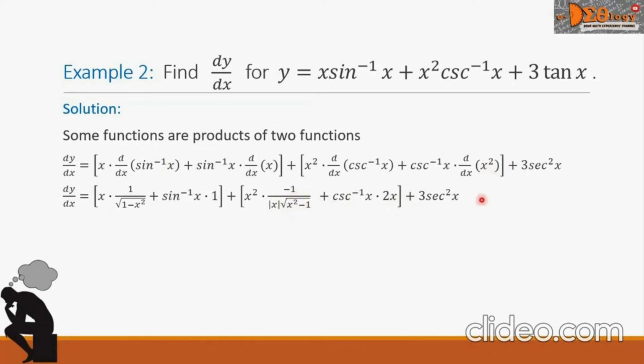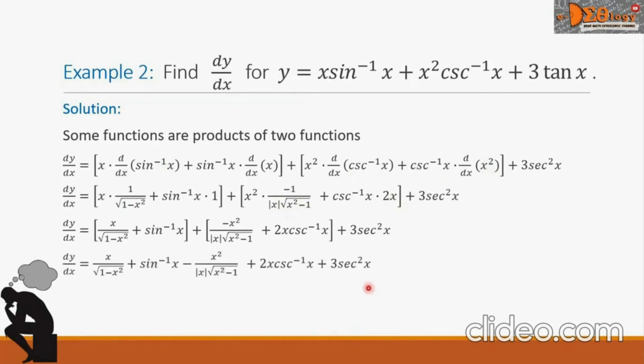Simplifying further, this line now becomes like this. In the next line, we will simply remove the grouping symbol, and we will have this as our final answer.